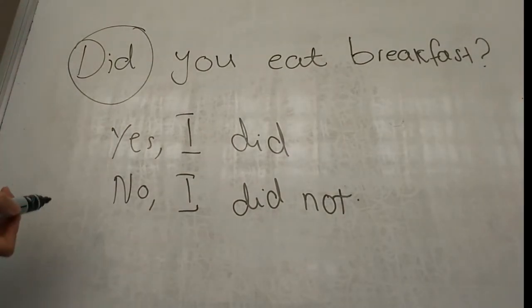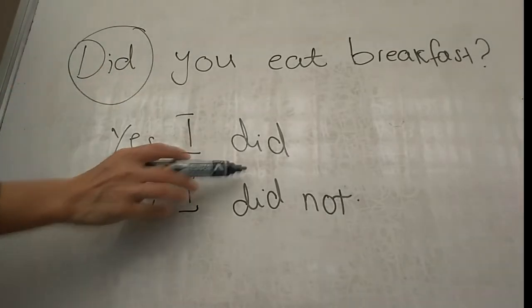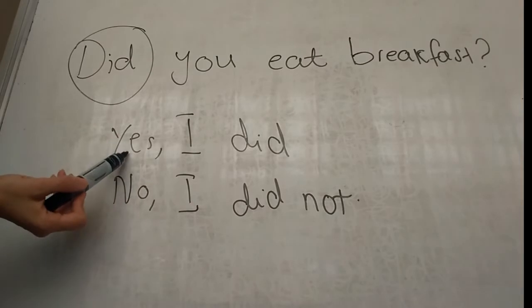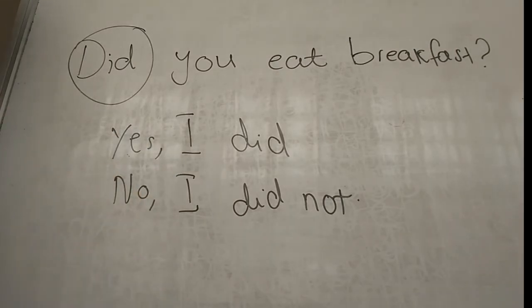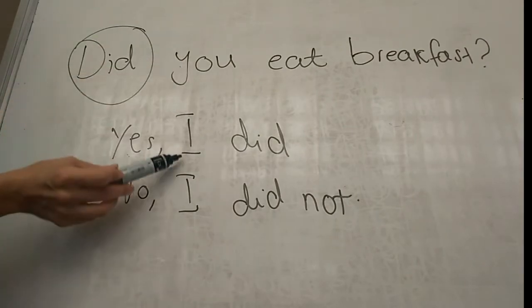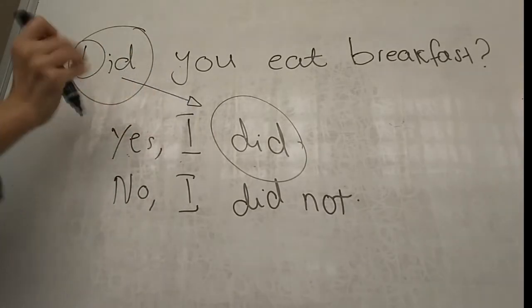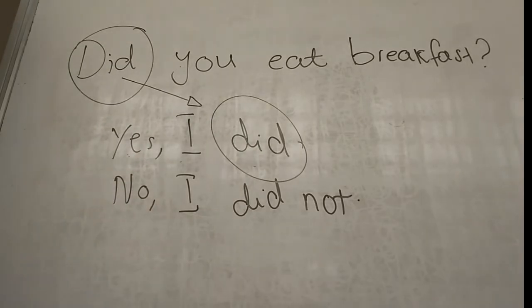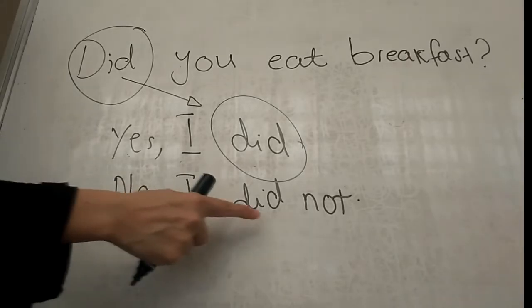So what happened here? Usually, we need to look at the question. The question here starts with did, so we need to have did in the answer. If the answer is yes, then yes, you here changes to I. Why? Because I'm asking you. I'm asking whether you ate your breakfast or not. The question is directed to you. So in this case, we need to change you to I, and then we use did, because the question starts with did, so we end it with did. And the same thing with the second one. If the answer is no, then no, I did not.